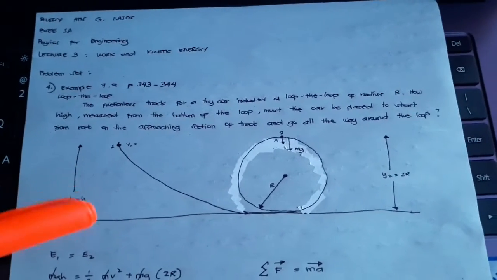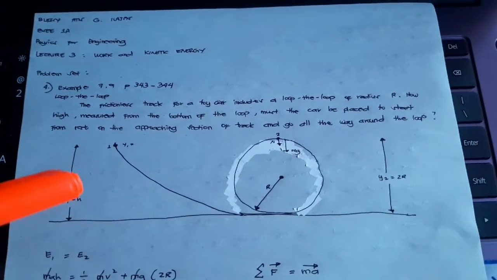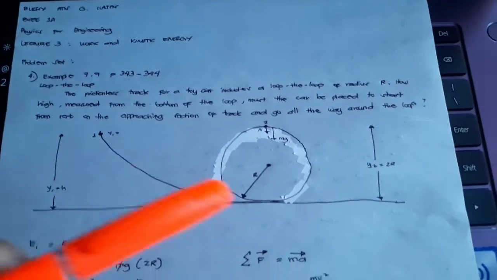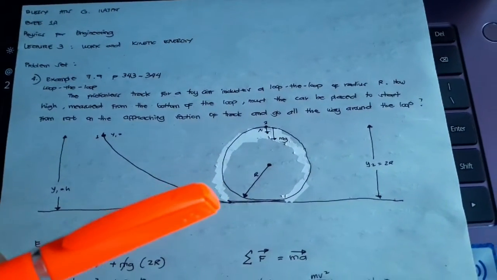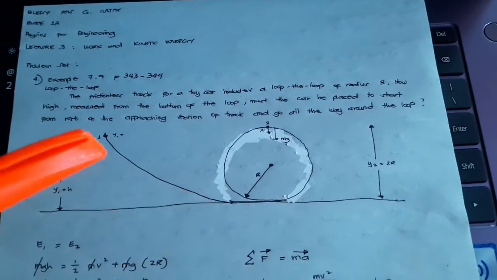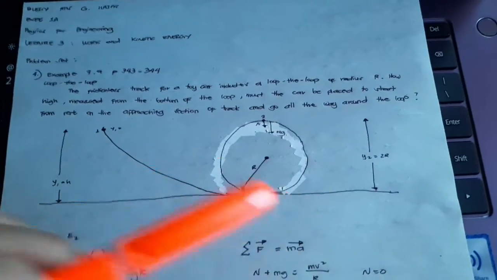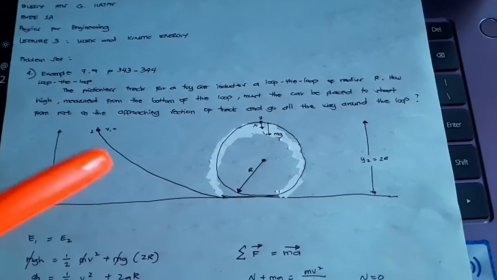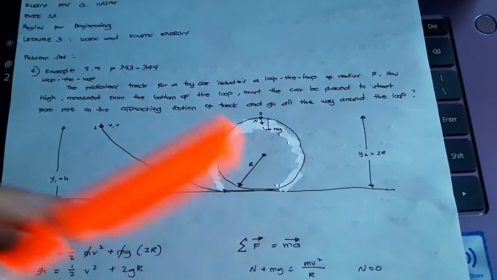So, how high, measured from the bottom of the loop, must the car be placed to start from rest, so here from rest, and go all the way around the loop.